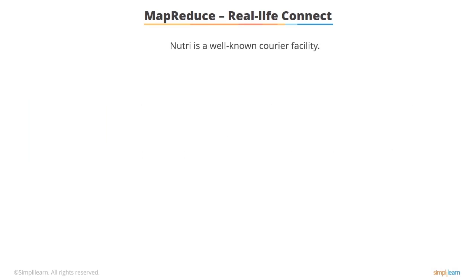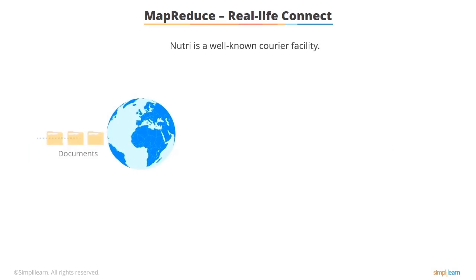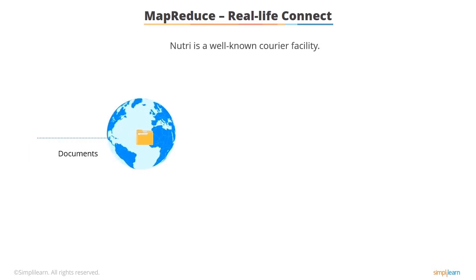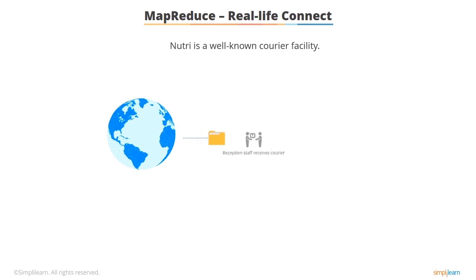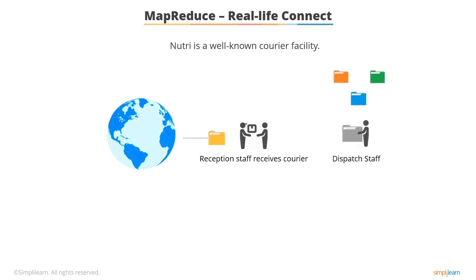Nutri is a well-known courier facility. It transports documents across the globe. When the reception staff receive a courier, they color-code it based on the country to which it has to be sent. The dispatch staff then segregate the courier by the tagged color code. Hence, the reception functions as Map and the dispatch team as Reduce.